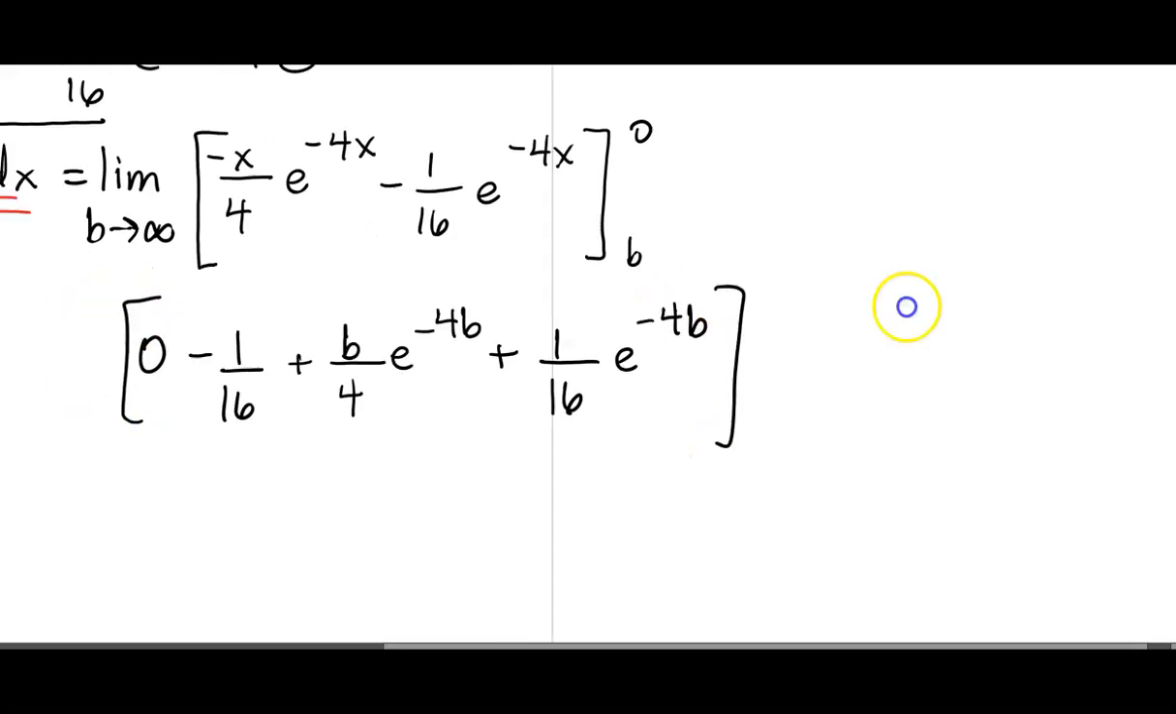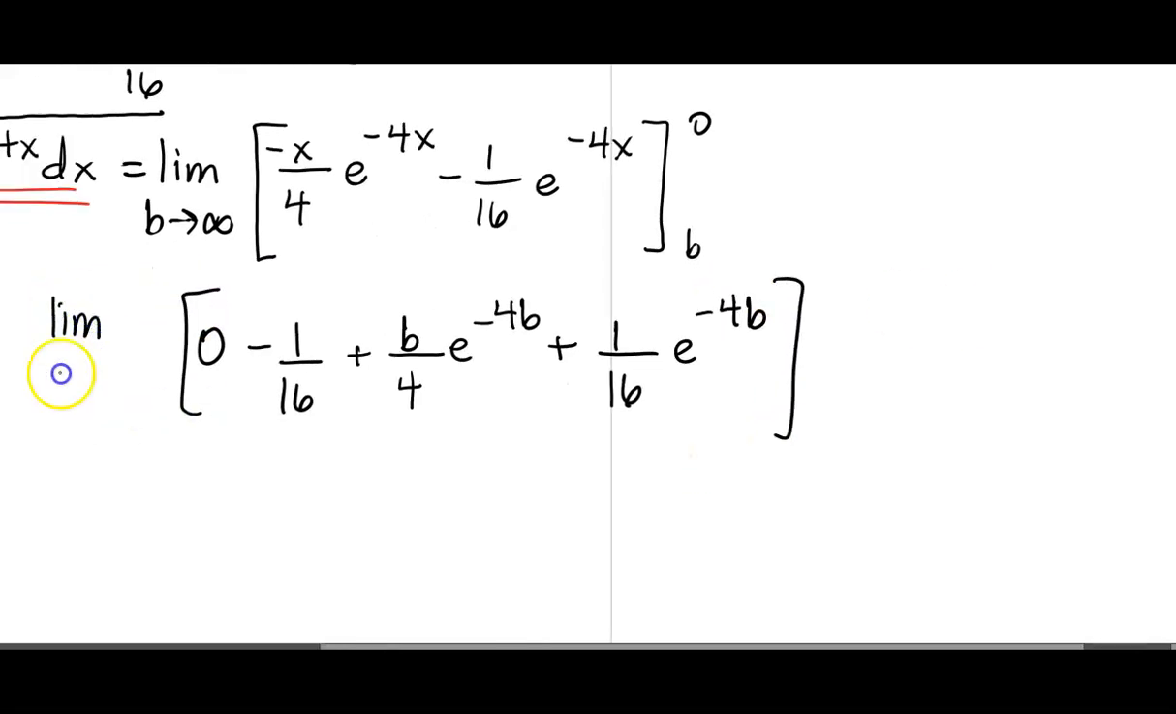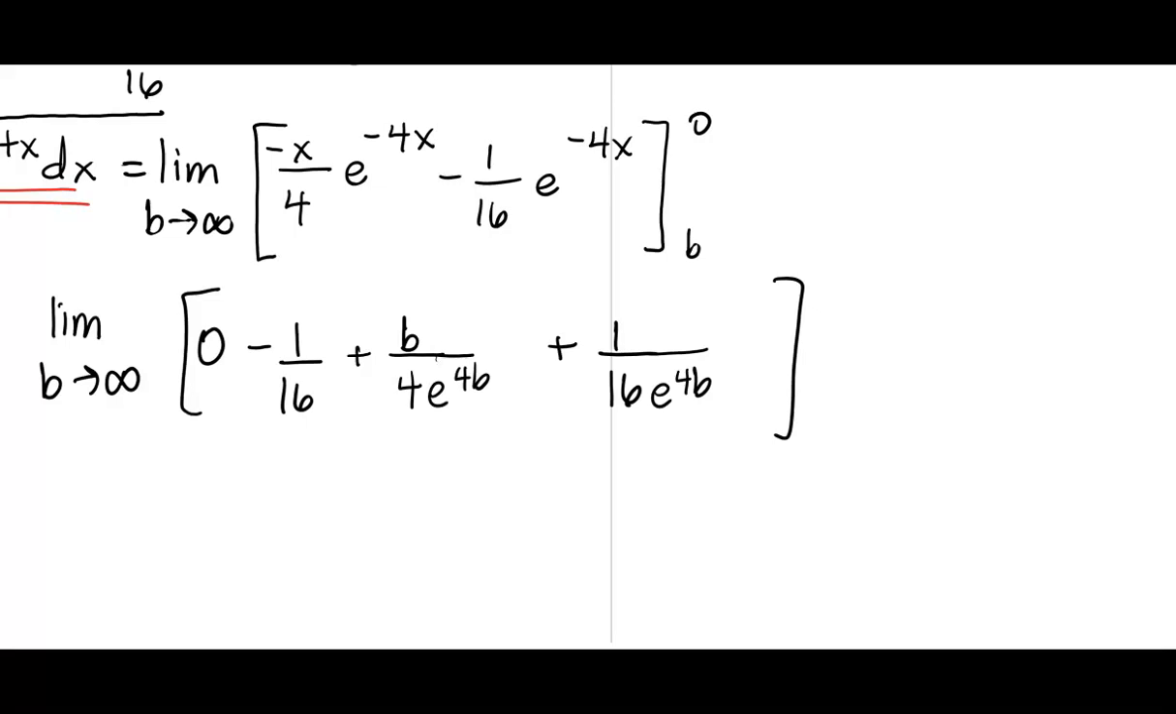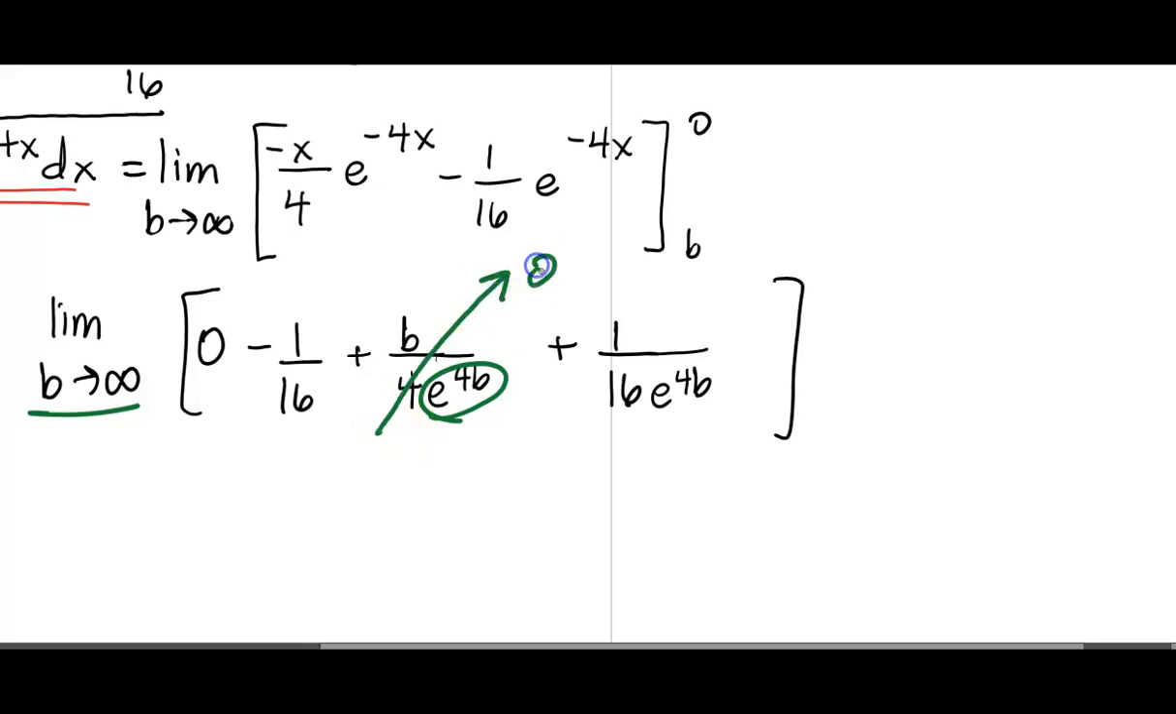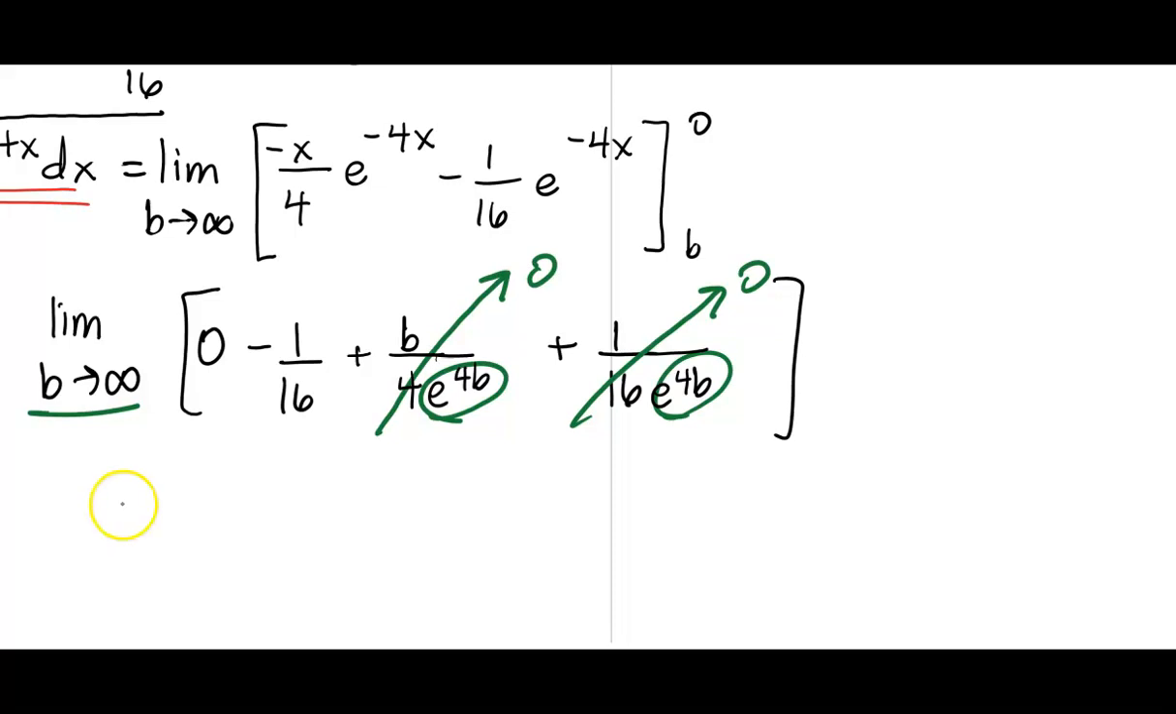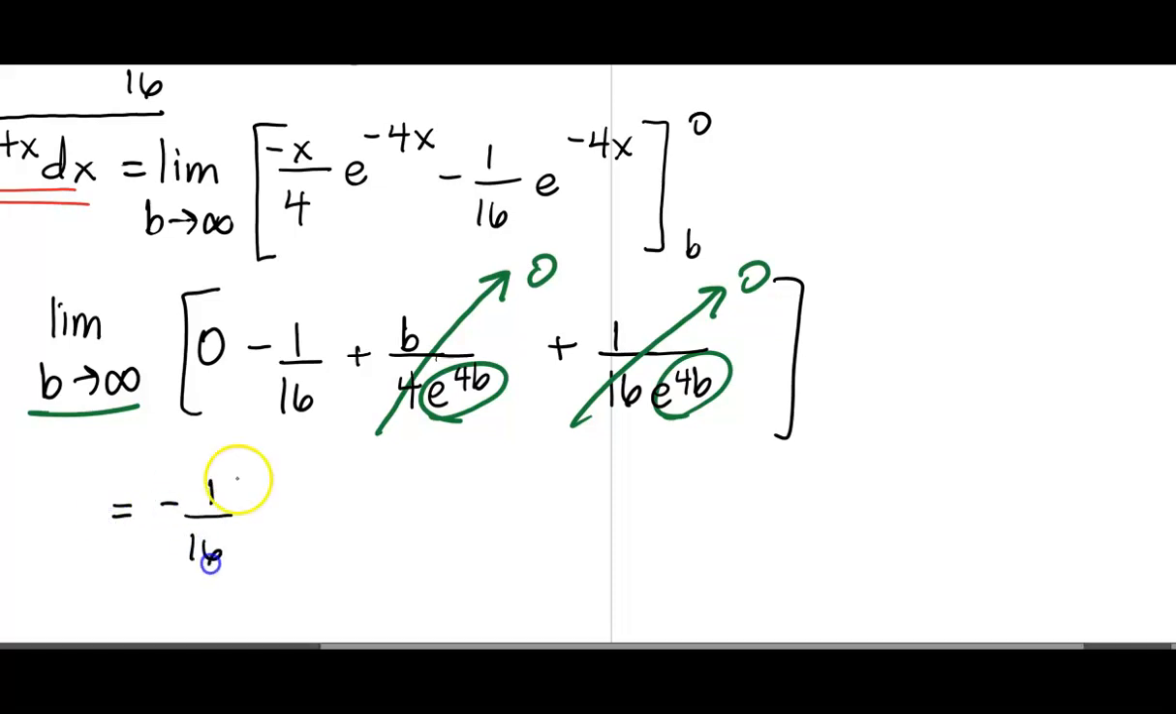All of this still has the limit being applied to it. And I'm going to rewrite those e to the negative 4b's as e to the 4b's in the denominator. Because when you put them into the denominator, I hope it's easy for you to see that as b goes to infinity, that denominator gets huge. So this whole term goes to 0. This denominator gets huge, and so that entire last term goes to 0. And all that's left is a negative 1/16.